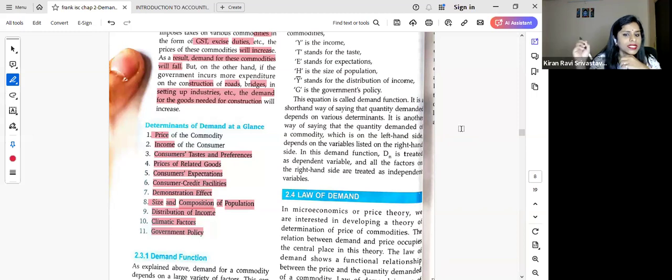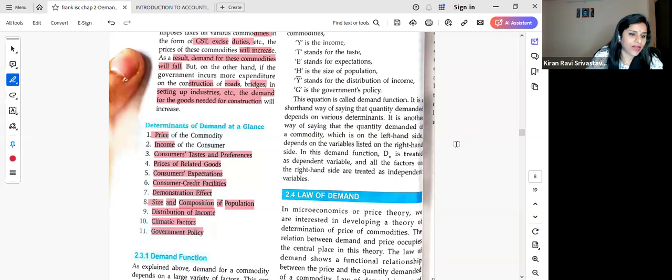Then size and composition of population. When the size of a population is more, or when the composition of a certain part of population is more, like in India, the size of population is more. India is one of the most populated countries, so the demand will be more. In India, the youth segment is highly populated. 60 to 70% youth is below 35 years of age. So the demand for all the products related to youth and teen, travel, services, enjoyment, luxury, all these types of goods and services will be high.